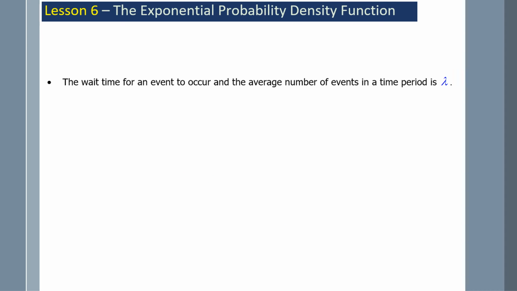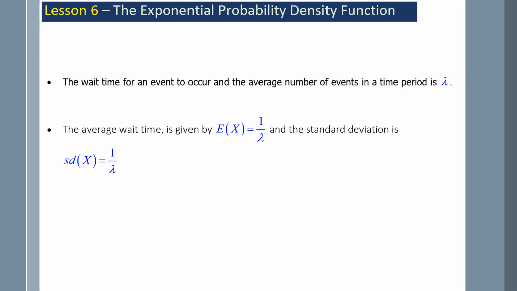Wait time for an event to occur, and the average number of events in the time period is lambda, the parameter. The average wait time is given by E(X) equals 1 over lambda, and interestingly, it's also equal to the standard deviation, which is 1 over lambda. We're going to use those formulas now to answer a few more questions to finish off our topics in PDFs.